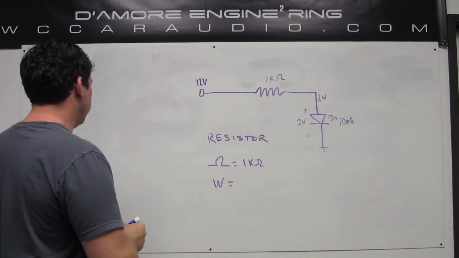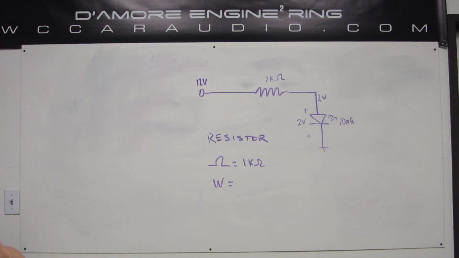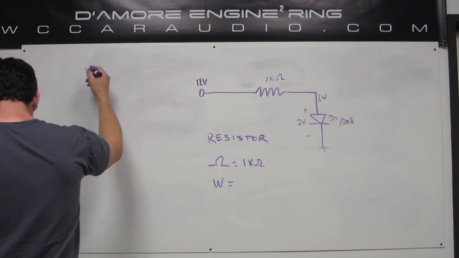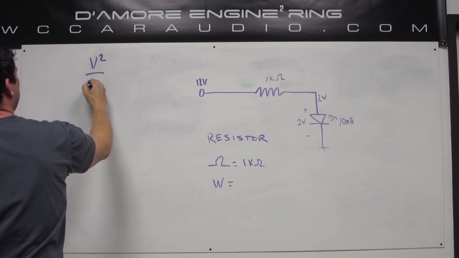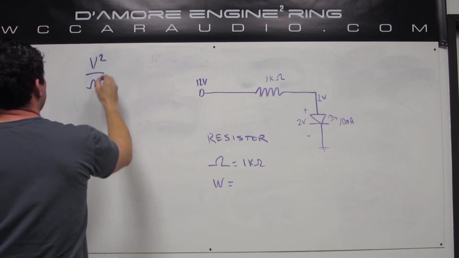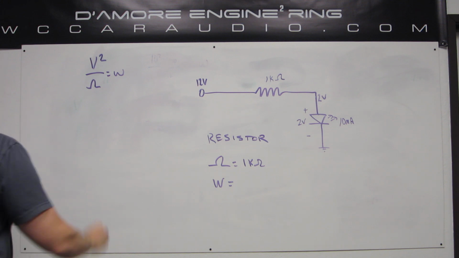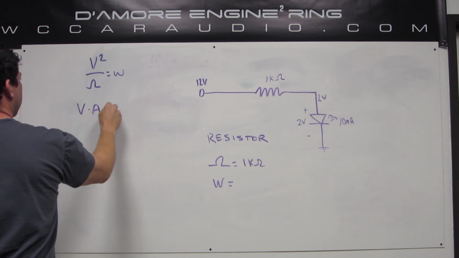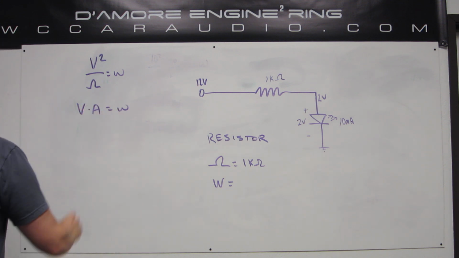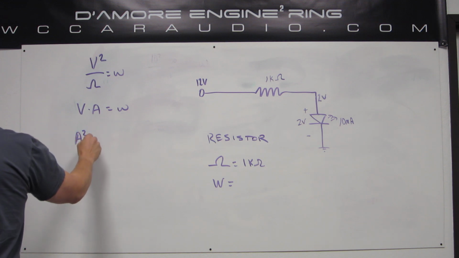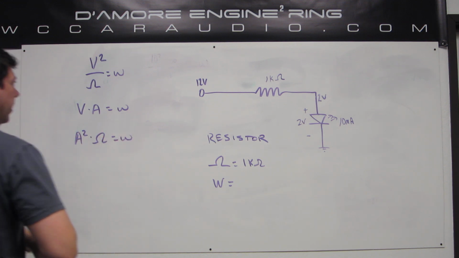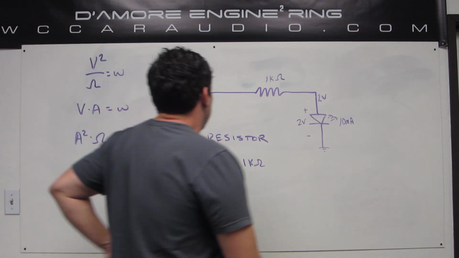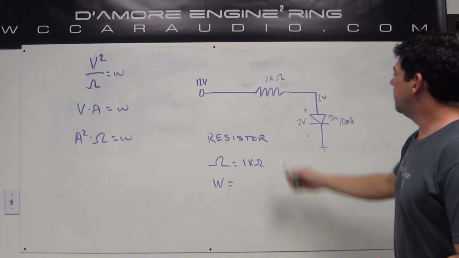So we can use Ohm's law, the power laws for that, which would be the voltage squared divided by the resistance. That'll give us power. We could do volts times amps. That'll give us power. We could also do amps squared times the resistance. That would give us power. Any of those three would work for this. Well, we need to know the voltage across here first.